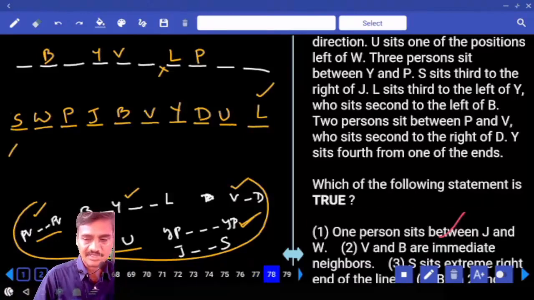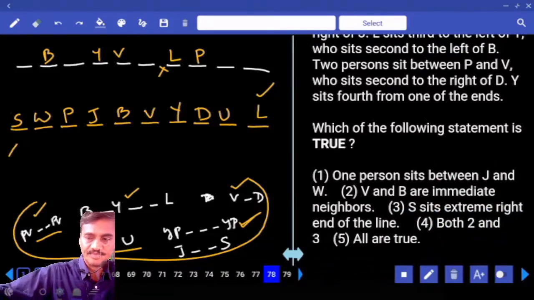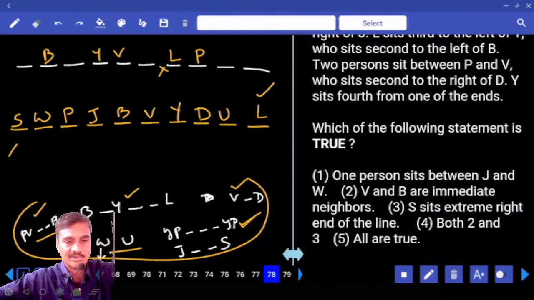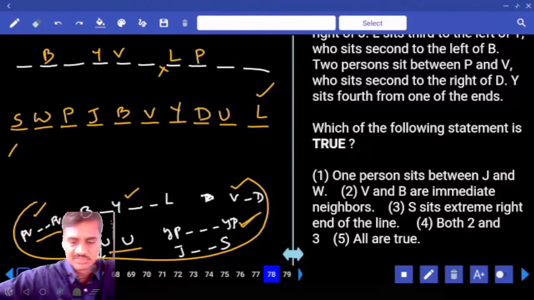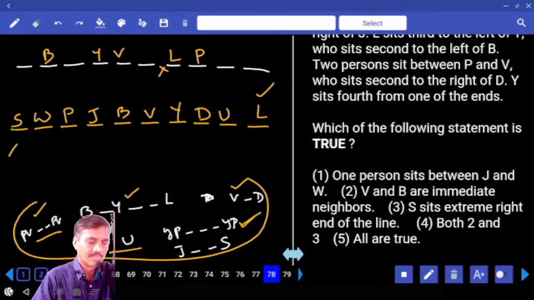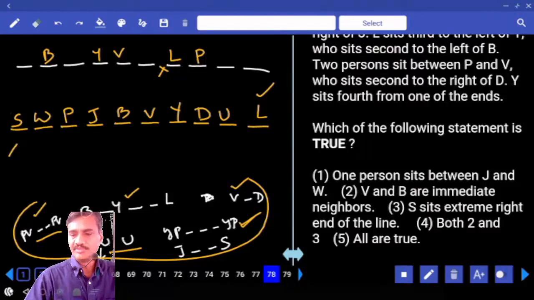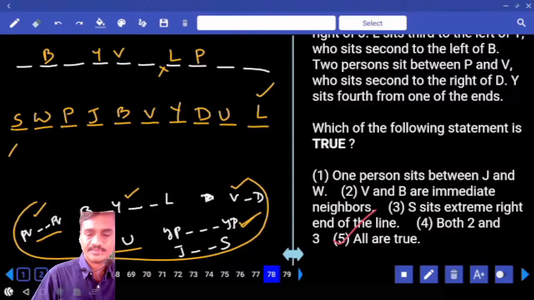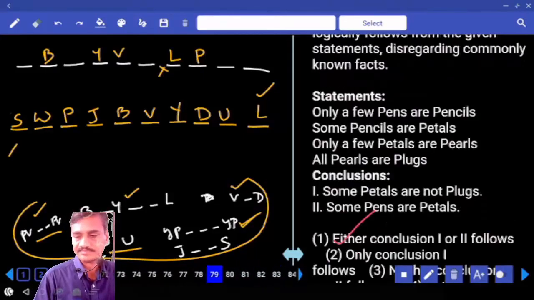And next one, 78. Which of the following is true? One person between J and W: J and W, one person, that is definitely true. V and B are immediate neighbors, that is false. So only one is your answer. In the choices, up to choice 5 is the answer. All are true, 78.